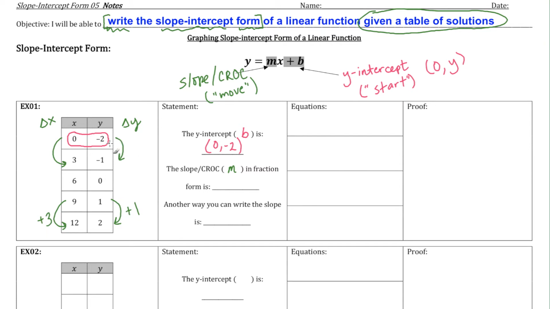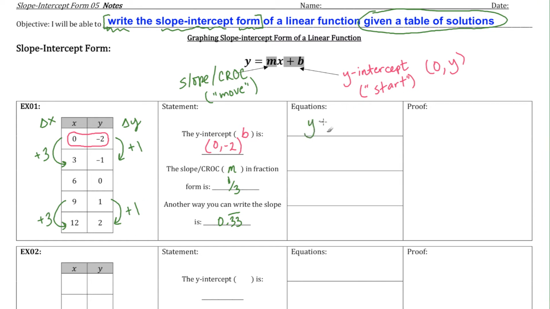Let's just check it just for fun. So negative 2 plus 1 is negative 1. 0 plus 3 is 3. All right, that's nifty, that's cool, that's fine. So I should actually write this somewhere. That's a positive over a positive, so I get a 1 over 3. A positive over a positive is a positive, and I get 1 over 3. Another way we can write that is 0.33 repeating.